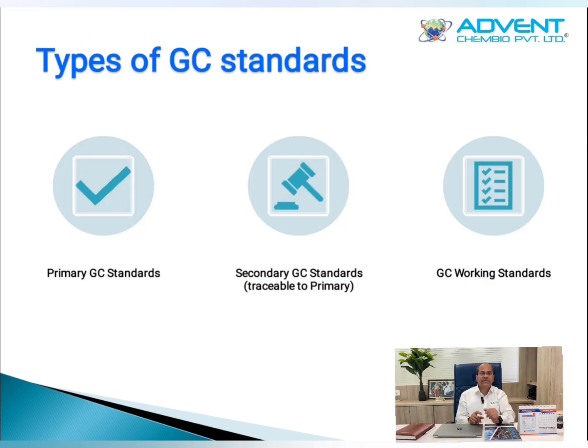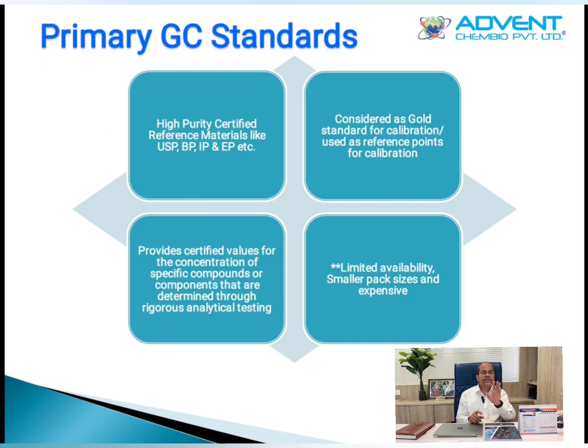There are three categories of GC standards. One is primary GC standard, secondary GC standard and GC working standards. Primary GC standards are certified reference materials such as USP, BP, IP and EP, etc. They are considered the gold standards for calibrations and are used as reference points for calibration.